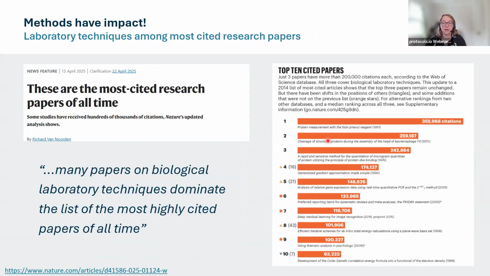This is provided by Clarivate Data that owns the Web of Science and includes 98 million papers dating back to 1900. And this list was most recently updated in April of last year. And you'll see at the top the three most cited papers are all techniques, each with over 200,000 citations. And really, overall, this list is dominated by laboratory techniques. So methods do have an impact, and researchers use and cite methods a lot.